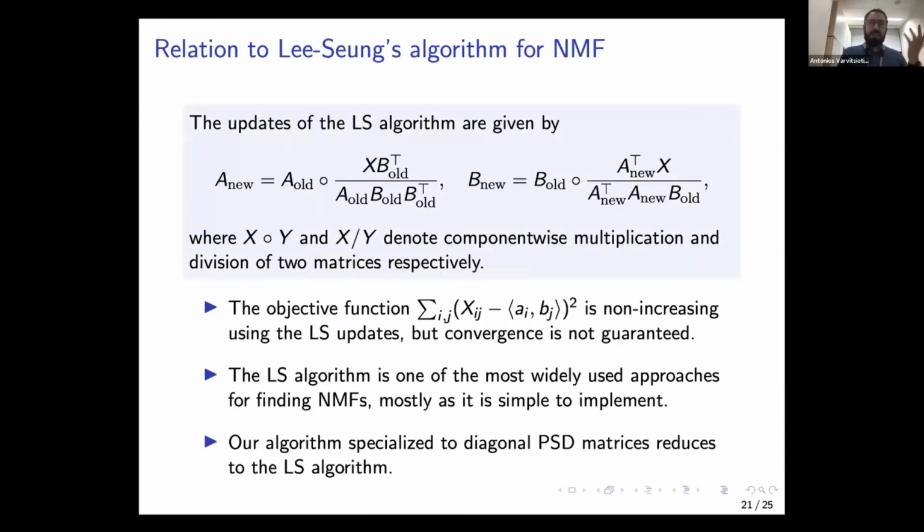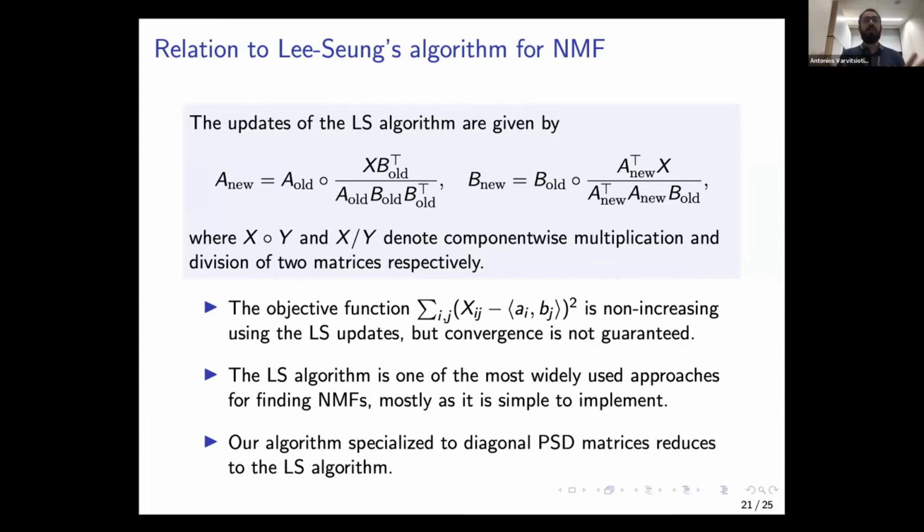And for my last slide, because I'm out of time, I'm not going to do Lee-Seung any justice. Lee-Seung's algorithm is a super useful and widely used algorithm for calculating non-negative matrix factorizations. This is how it looks, and again it's an MM algorithm, so it has all the properties you would expect an MM algorithm to enjoy. But the cool thing is that if you take our algorithm and specialize to diagonal PSD matrices, you recover Lee-Seung's algorithm.